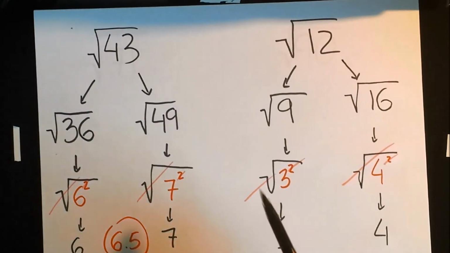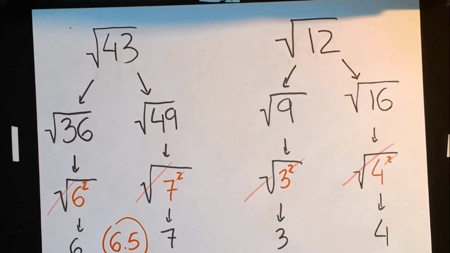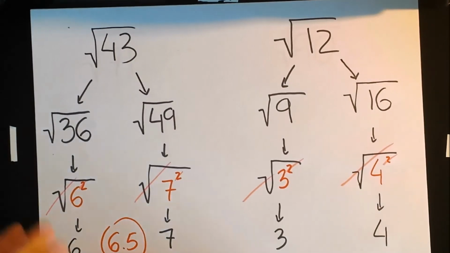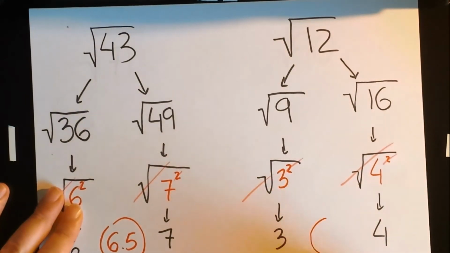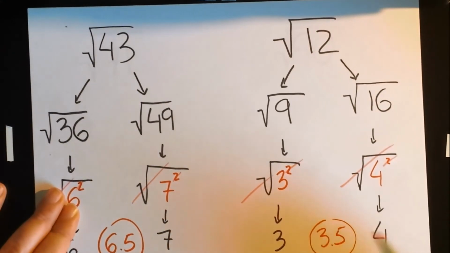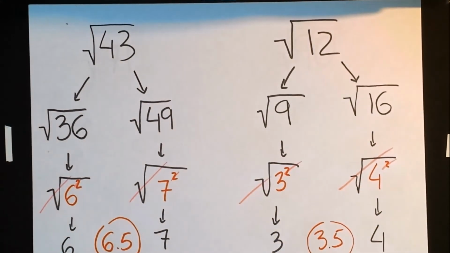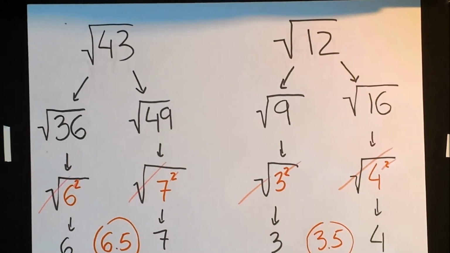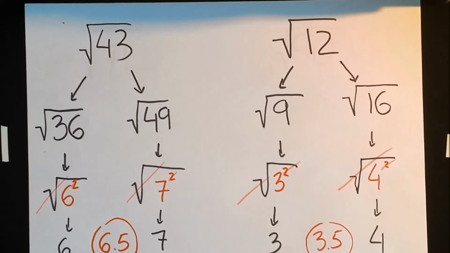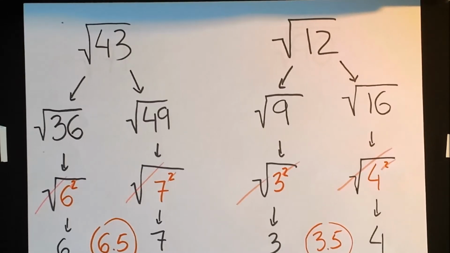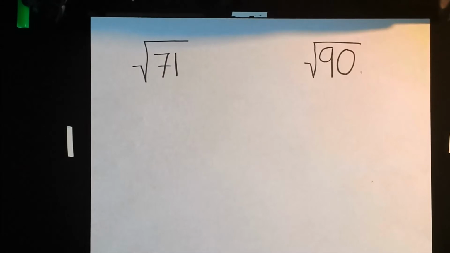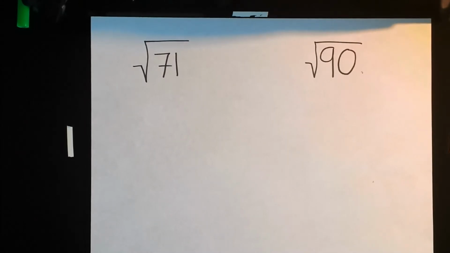12 is bigger than 9, but it's smaller than 16. So what should my answer be? Approximately 3.5. This is not going to be precise, but it's approximately 3.5, between 3 and 4. That's simple as that. Any questions on that second problem? All right, let's do 2 more and then we're done. So it's going to be a pretty simple and short lesson.